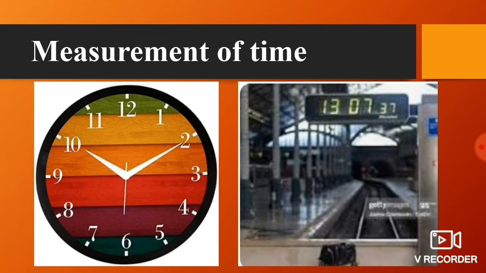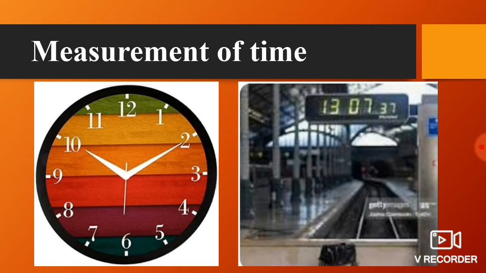Next we are going to see about the measurement of time. In time there are two systems: the 12-hour clock system and the 24-hour clock system. The first image is the 12-hour clock system. This is commonly used by us.